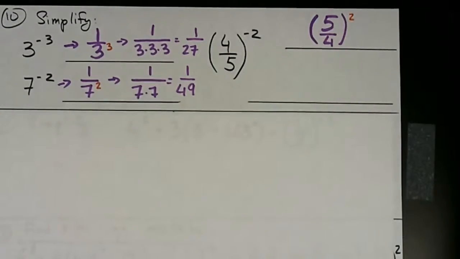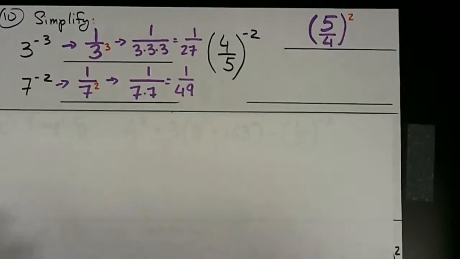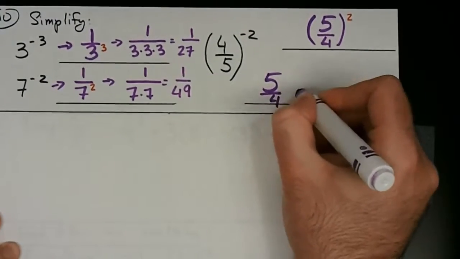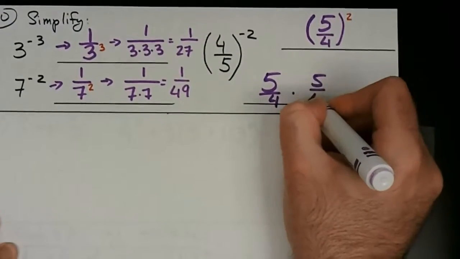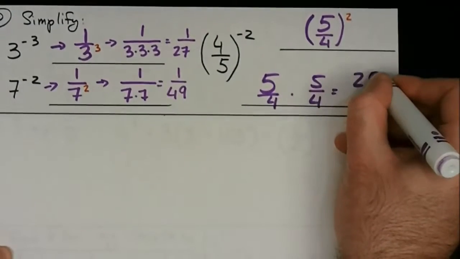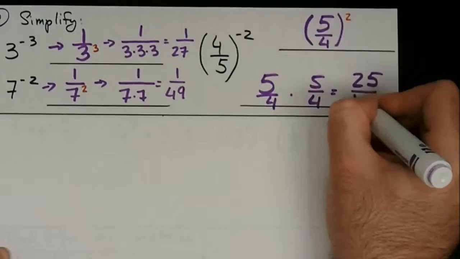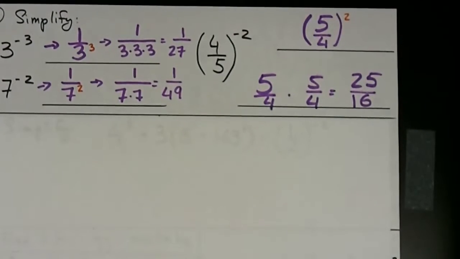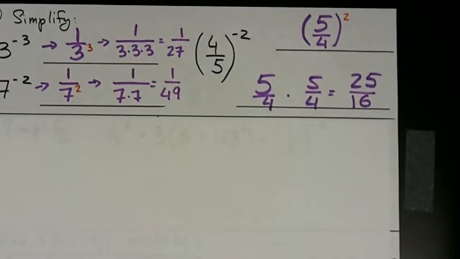Now the exponent tells you multiply the base against itself twice. So 5 over 4 times 5 over 4. 5 times 5 is 25. 4 times 4 is 16. You can convert it into a proper fraction if you want. You don't have to. So that was number 10. Questions?